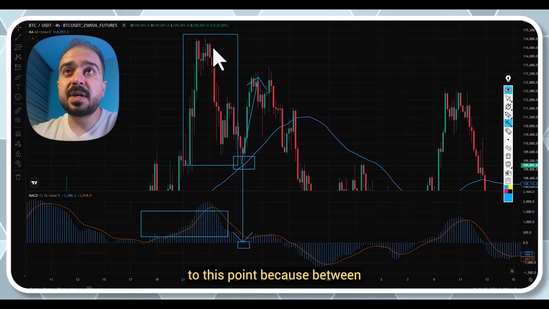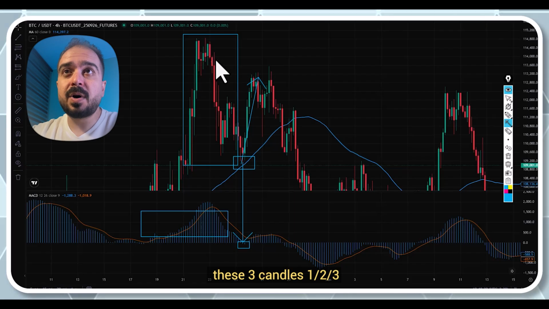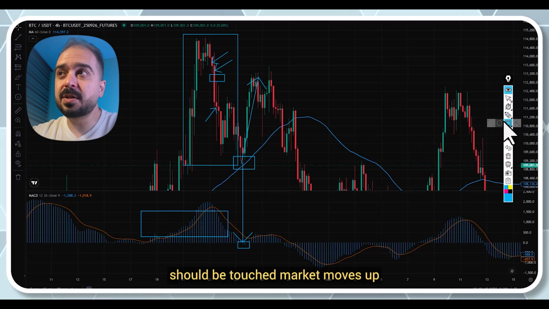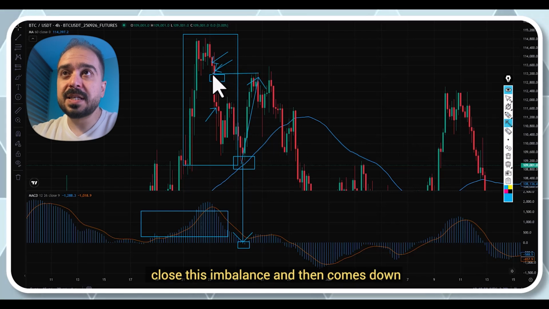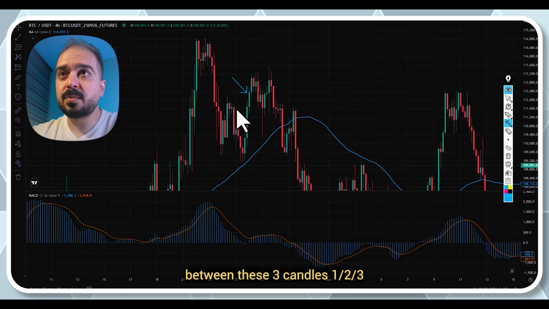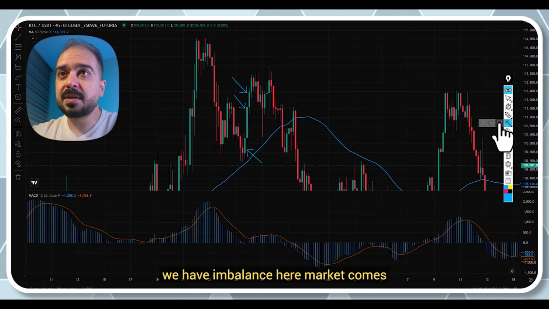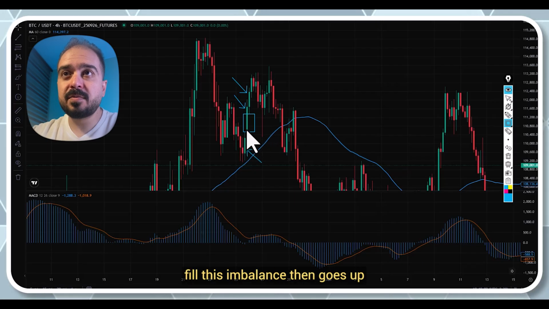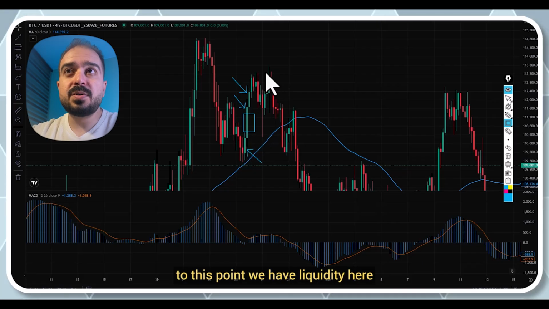To this point. Because between these three candles, 1, 2, 3, we have imbalance and we have an order block. And imbalances and order blocks should be touched. The market moves up, fills this imbalance, and then comes down to where? To this imbalance between these three candles, 1, 2, 3. We have imbalance here. The market comes down, touches this order block, fills this imbalance, then goes up to this point.